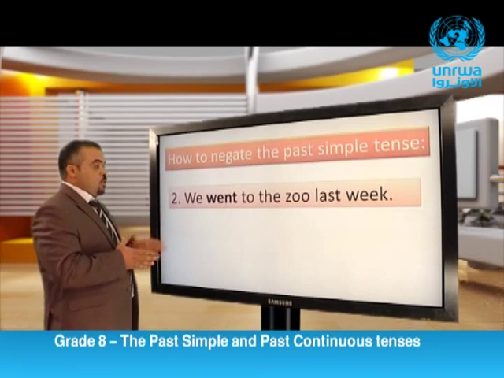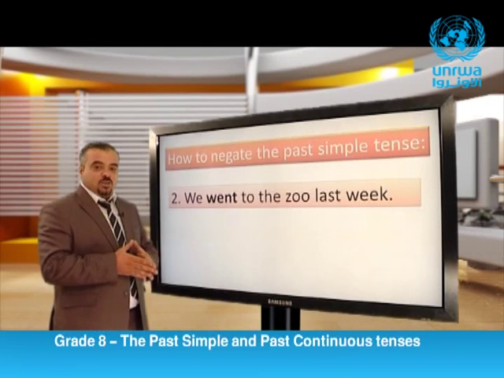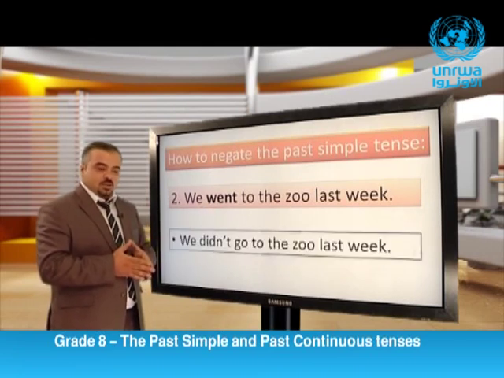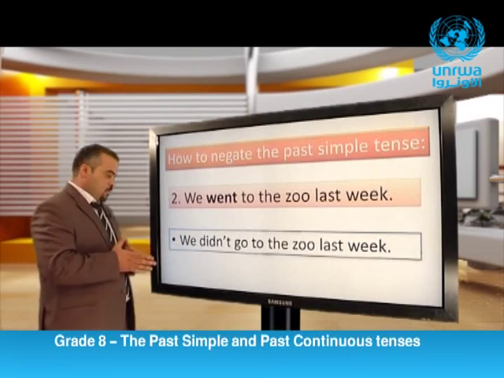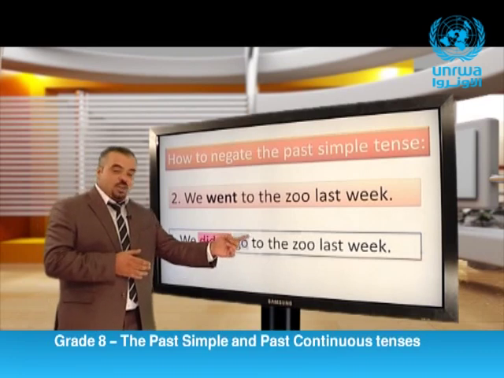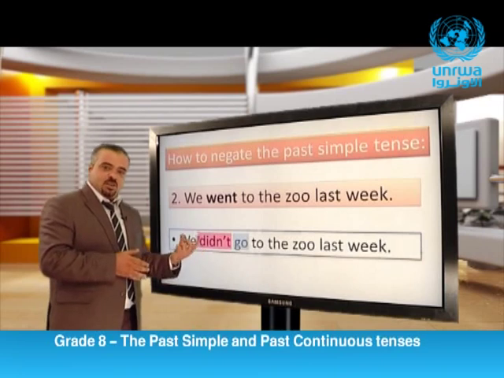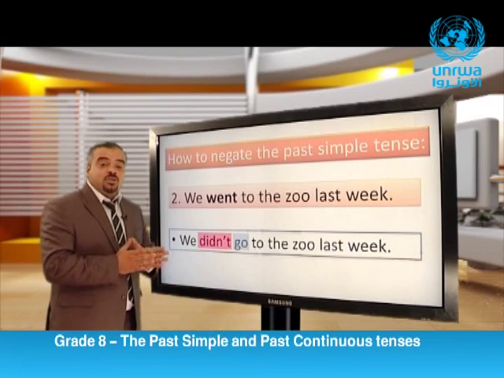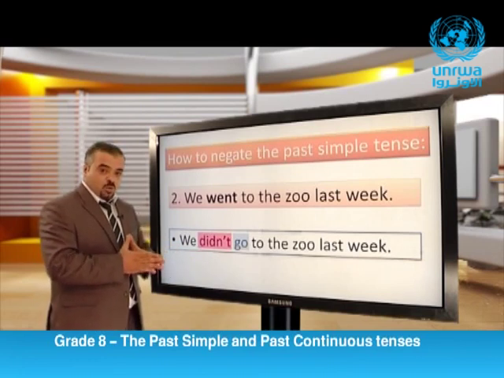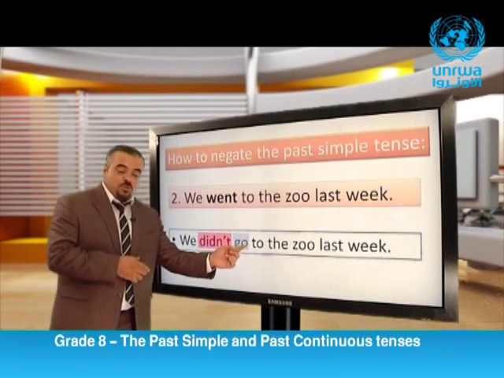Number two, we went to the zoo last week. The verb went is in the past tense. Let's see it in the negative form, لنراها في النفي. We didn't go to the zoo last week. We used did plus not. It became didn't, استخدمنا did و not. أصبح didn't. And the verb in its first shape, والفعل في شكله الأول, bare verb, فعل مجرد, to negate the sentence, لننفي الجملة. We didn't go to the zoo last week.